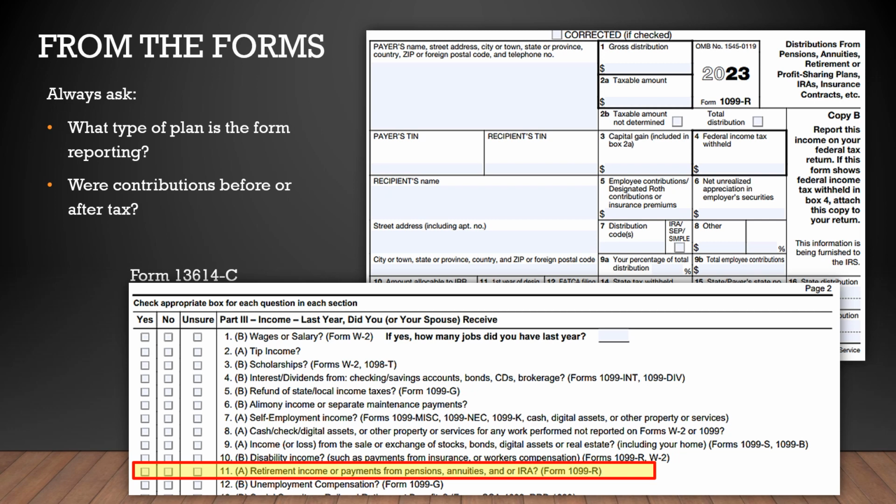And that's really important in our interview process, that we are asking our clients, what type of plan were you contributing to? Where does this come from? It's really important for us to know that, because we need to know whether when they contributed to the plan, were those contributions before or after tax. It's really going to make quite a bit of difference in how much of this will be taxable.